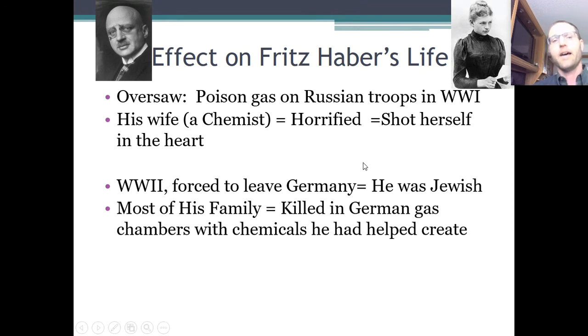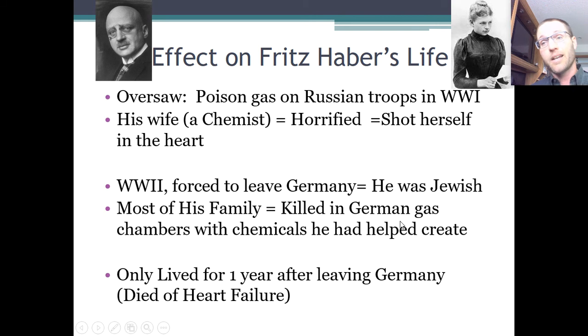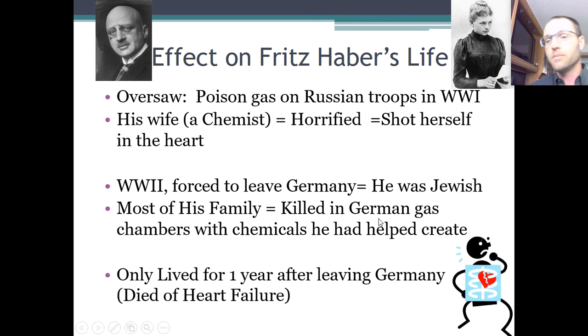On top of that, he couldn't take his whole family with him because it was hard to get permits. And his family was later killed, being Jews, by the Nazis in the death camps using gases like phosgene that he had helped to invent. Ironic. Included with that, he only lived for about 1 year after leaving Germany. They say he died of heart failure. Some say it was a broken heart.